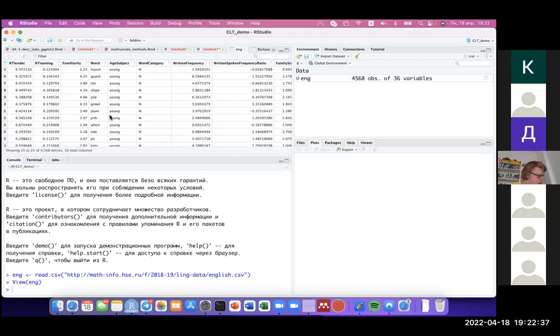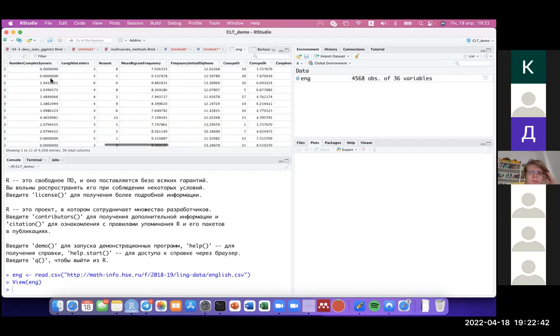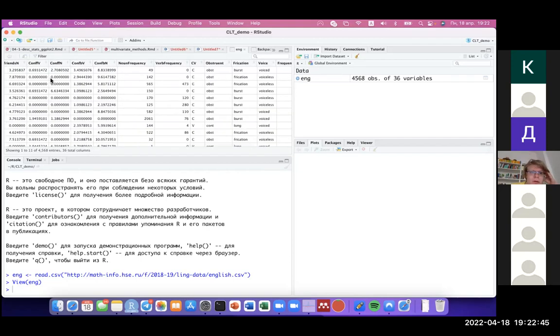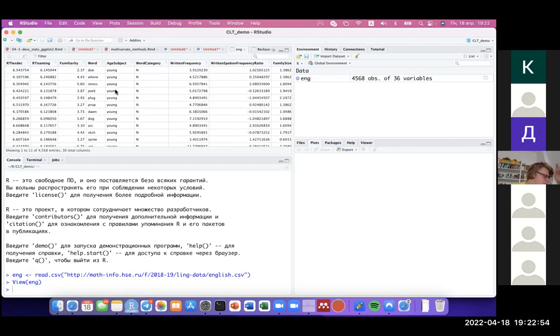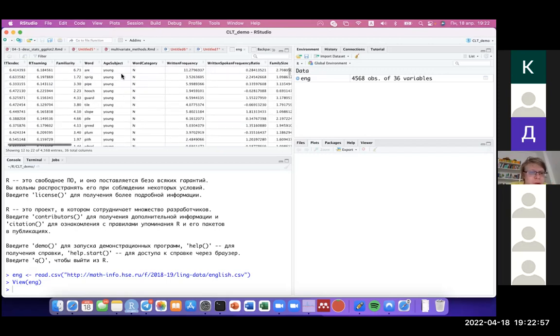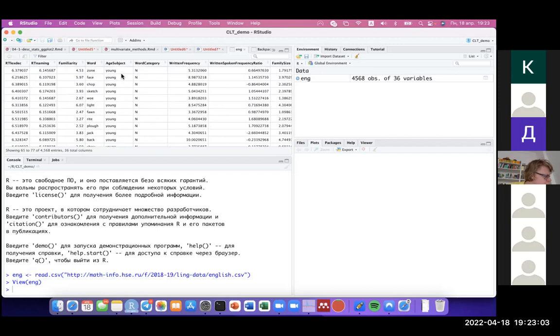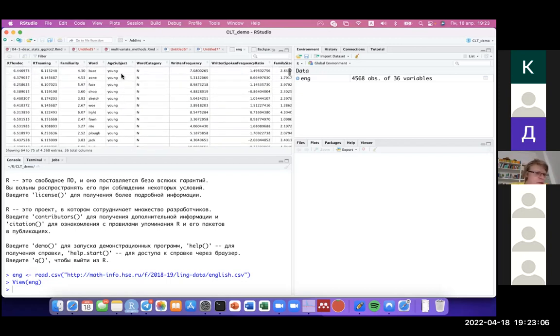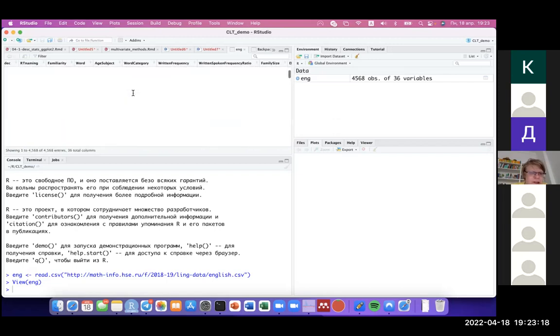So let's see the columns. So for each subject, you have a group, it's either young or old. So just two groups, somehow artificially divided, maybe by median age. Category of the word is N for noun, and V stands for verbs.